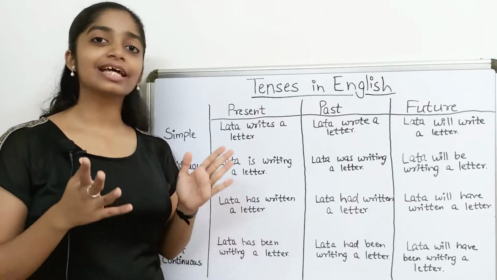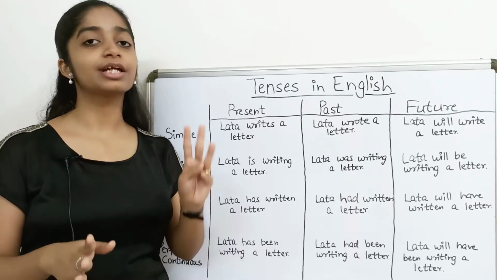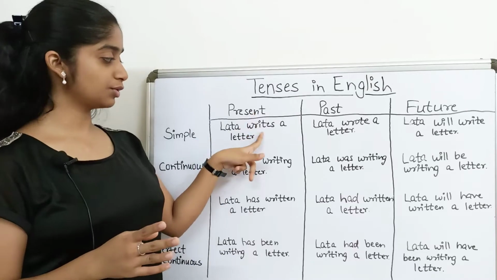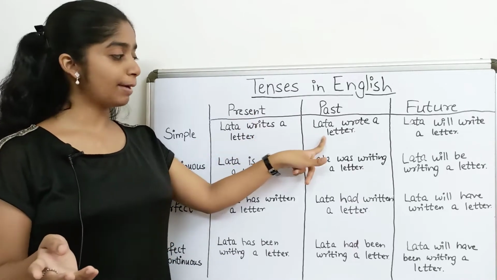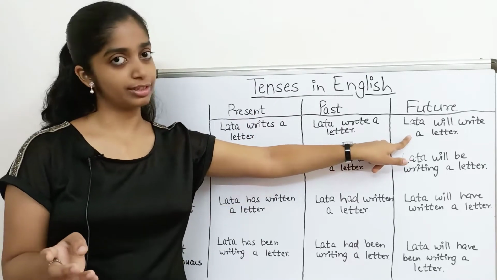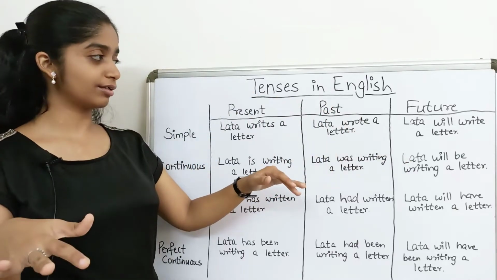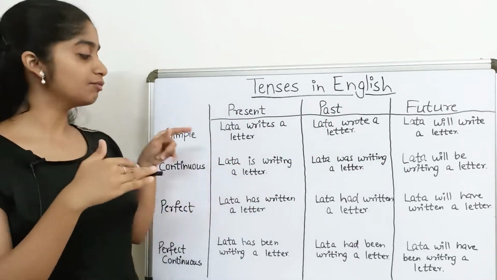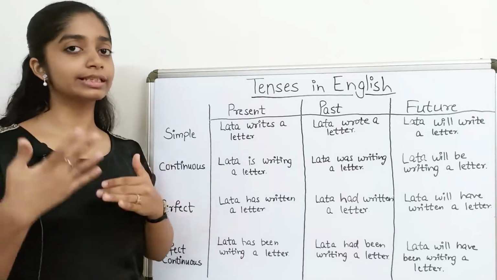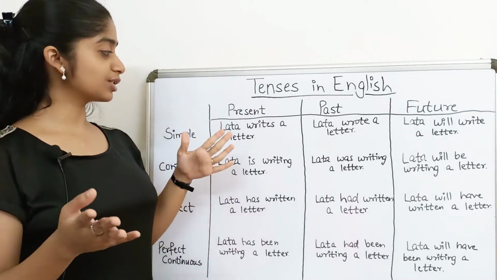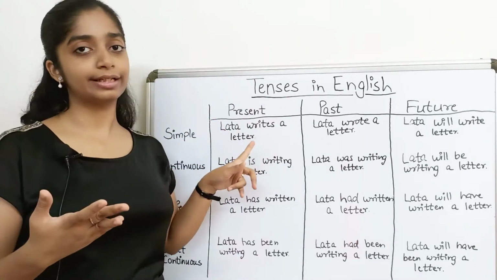So, tenses in English are basically divided into three categories. The first one is present tense, past tense and the future tense. These are the three broad categories and in them we have different separations. I will explain it to you later. Let us first understand what is a present tense.